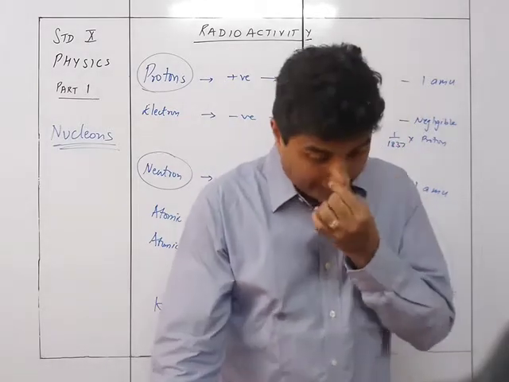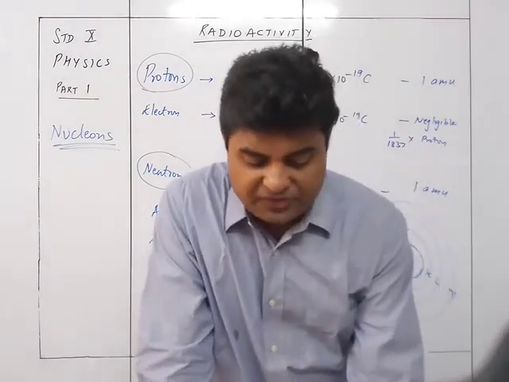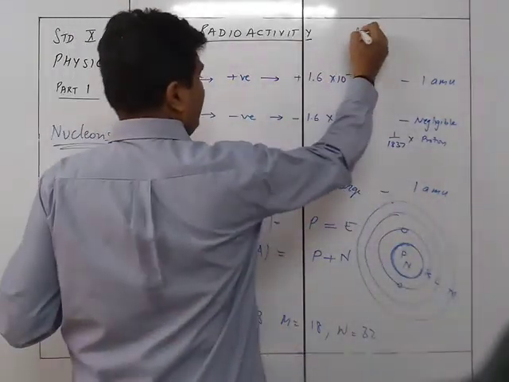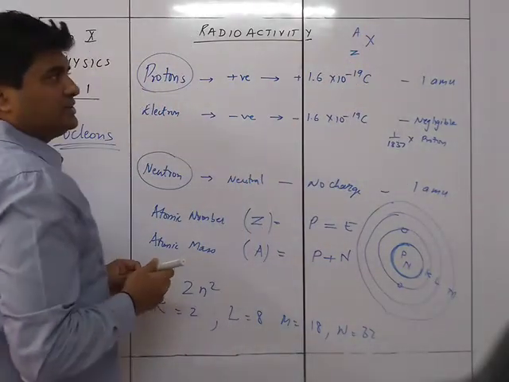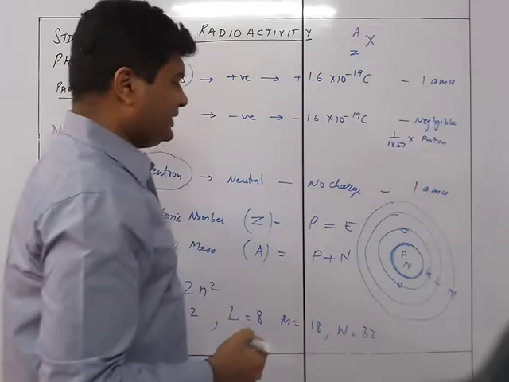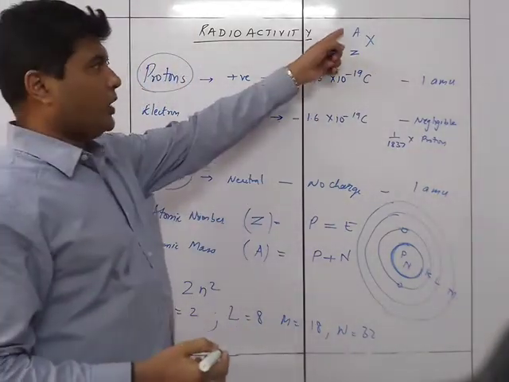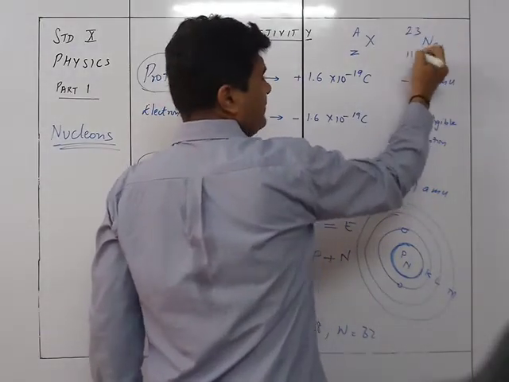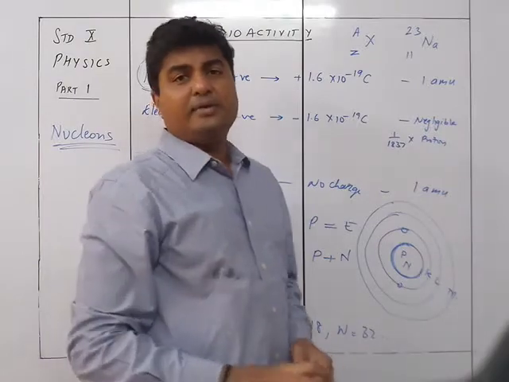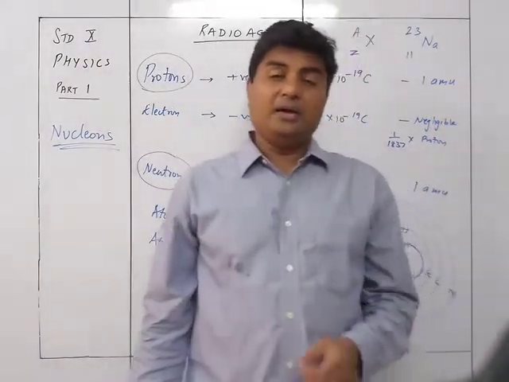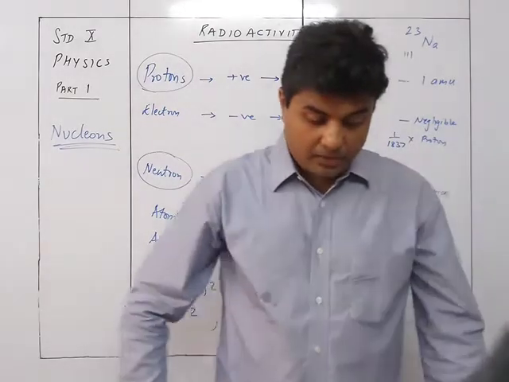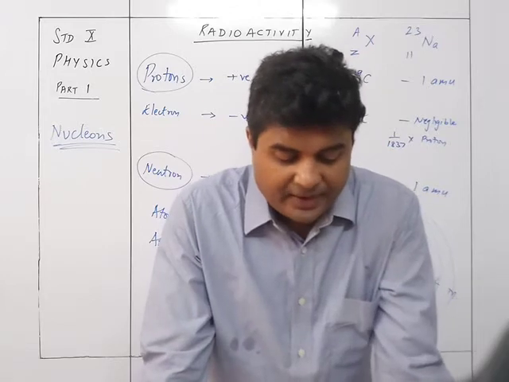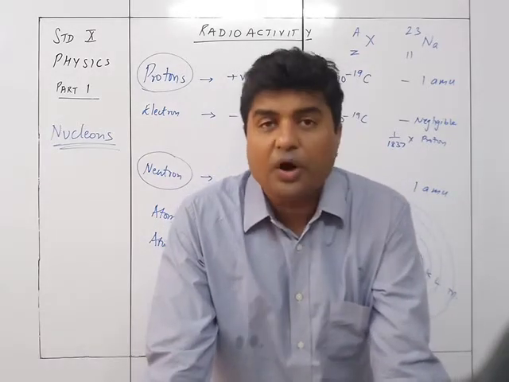The atom is specified by the symbol with A on top and Z at the bottom, next to X. So always it will be given this way, that A, the mass number, comes on top. If you take sodium, then it will be 23Na11, where 23 is the mass number and 11 is the atomic number. So the atom is specified by this symbol, where X is the chemical symbol of the element.